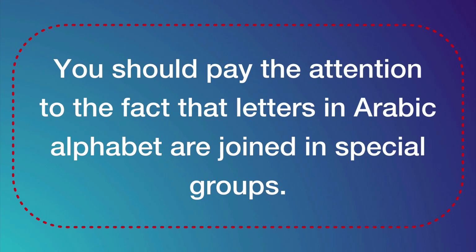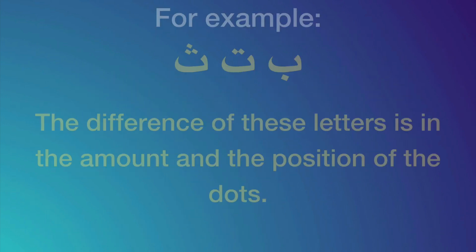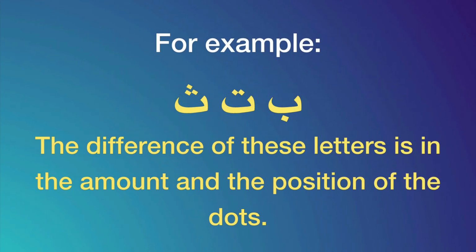You should pay attention to the fact that the letters in the Arabic alphabet are joined in special groups. For example, Ba, Ta, Tha. The difference is in the amount and the position of the dots.